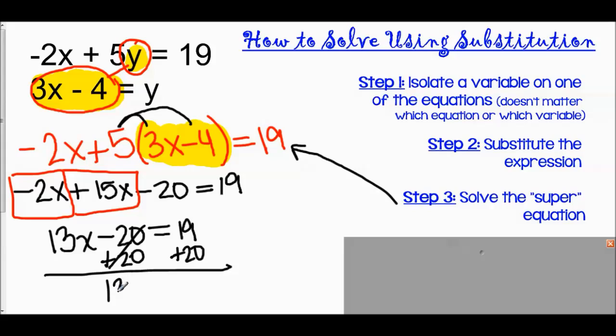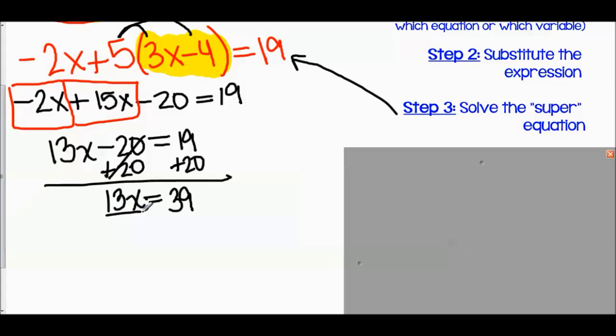I'm left with 13x equals 19 plus 20 is 39. Let's make a little more room. Undo multiplying by 13 by dividing by 13. And I get that x equals 3 because 39 divided by 13 is 3. So I have part of my solution.